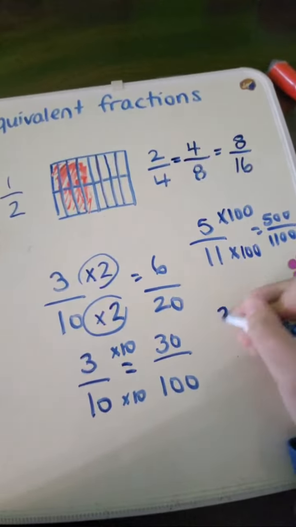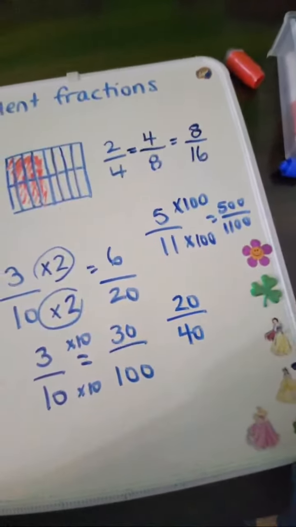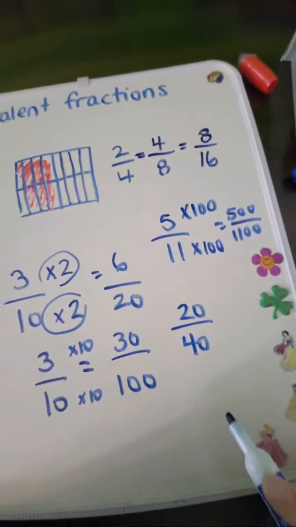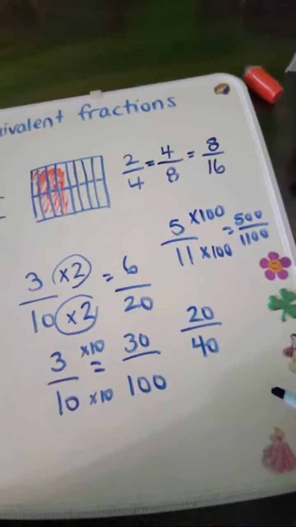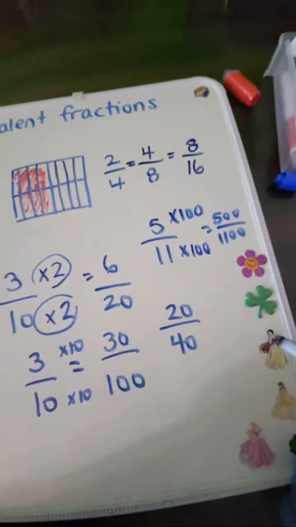Okay, and of course it works with improper fractions as well. We can do 20 out of 40. Say, okay, give me an equivalent fraction for 20 out of 40. Well, I could make this fraction bigger if I want. I could make it smaller as long as it's the same thing, right? So in this case, I think I'm going to make it smaller.